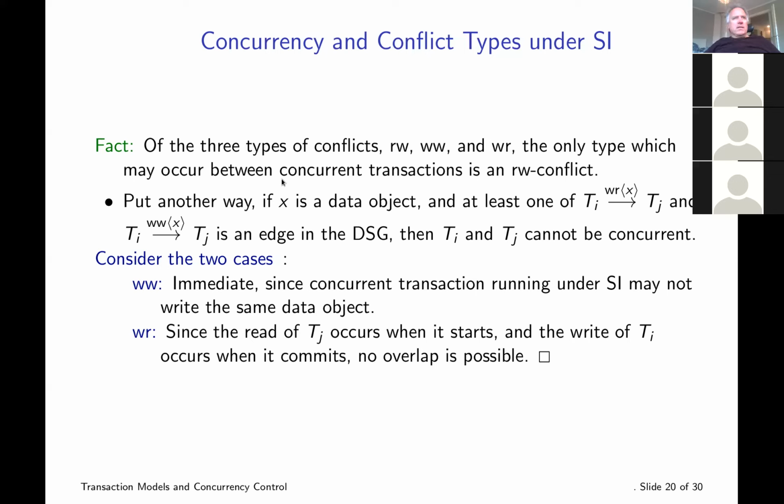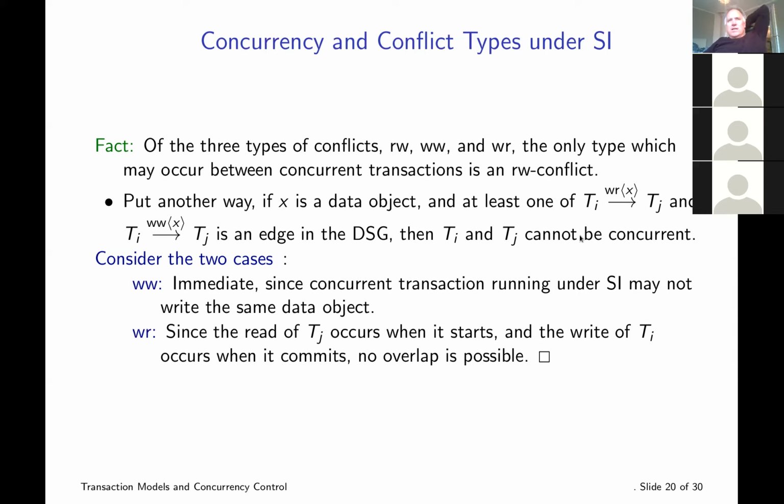But we can have a conflict of the type read-write. In other words, I read something and then you're trying to write it, and we're overlapping in time. We can have this conflict. The concurrent transactions running SI may not write the same data object, so this will get flagged and resolved. Write-read: since the read of J occurs when it starts, and the write occurs when it commits, there's no overlap possible. I hope you can see that you can reason through this. I didn't do a really good job of explaining it because I got it wrong when I started out.